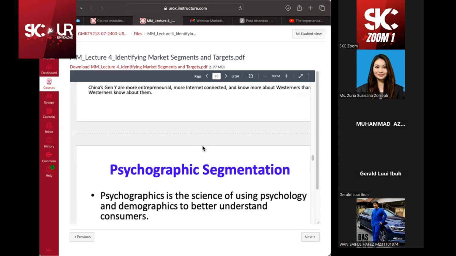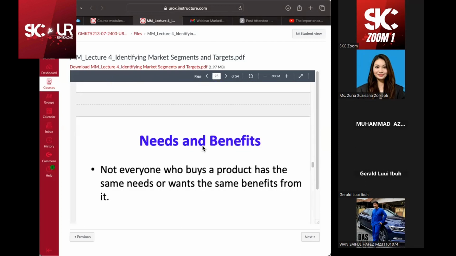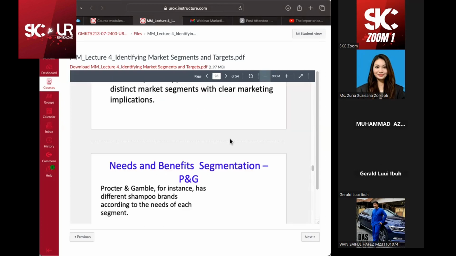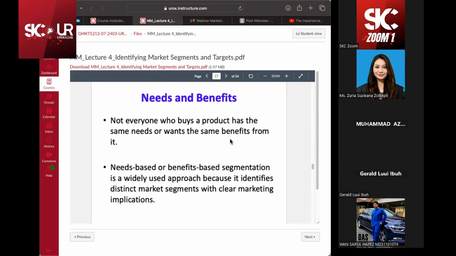Income generation, psychographic segmentation in terms of needs and benefit. Not everyone who buys a product has the same needs and wants the same benefit from it. Okay, it's true. I totally agree with this. Some people buy maybe because of the value, because of the quality, and maybe some people buy just to maintain a status, to try or to keep a collection or something, right? So different people do buy things from one product. It can serve different needs and benefits.